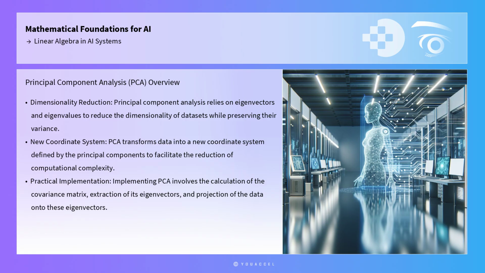In practical terms, implementing PCA involves the calculation of the covariance matrix, extraction of its eigenvectors, and projection of the data onto these eigenvectors. This process not only aids in data visualization, but also improves the efficiency of subsequent machine learning tasks.